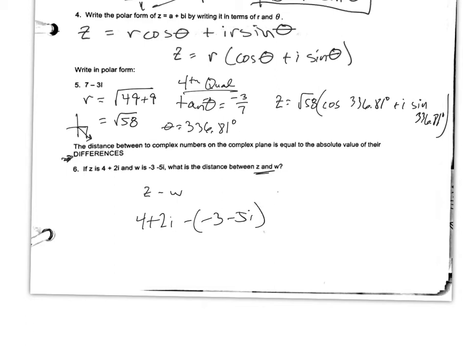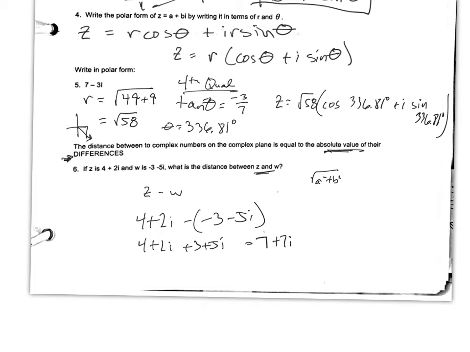And so then we want to go ahead and figure this out. I'm going to distribute that negative sign, and we get 7 plus 7i. Then we want to do the absolute value of their differences, so you subtract it first. And absolute value, as you know, is just the square root of a squared plus b squared. No negatives, no i's, nothing.